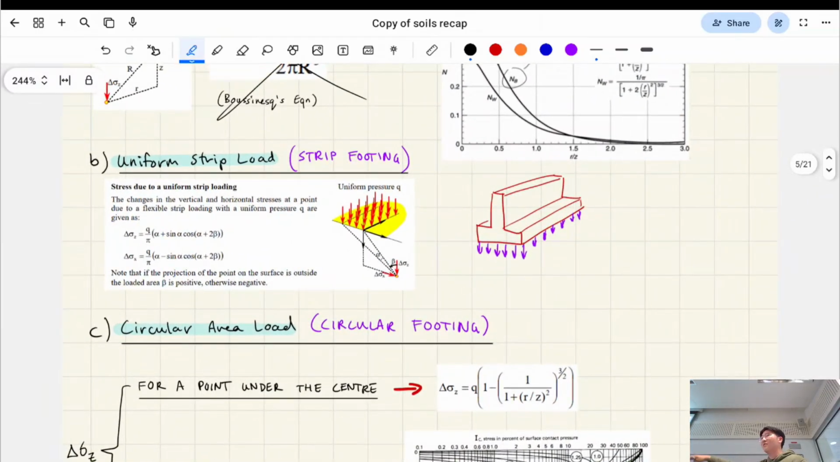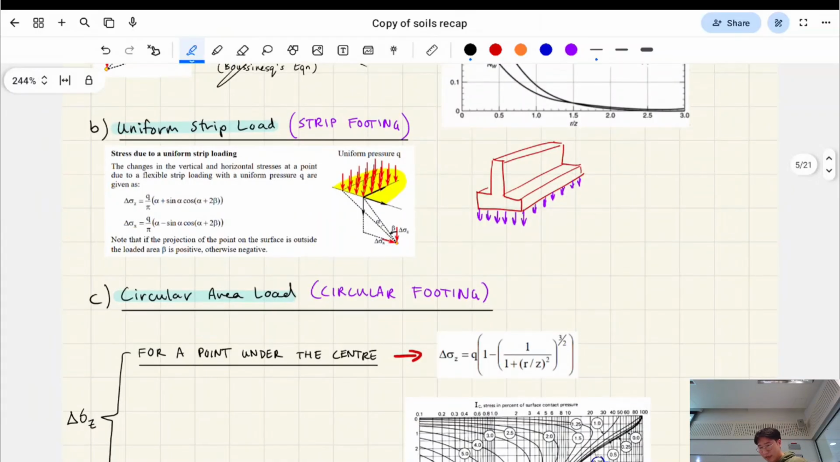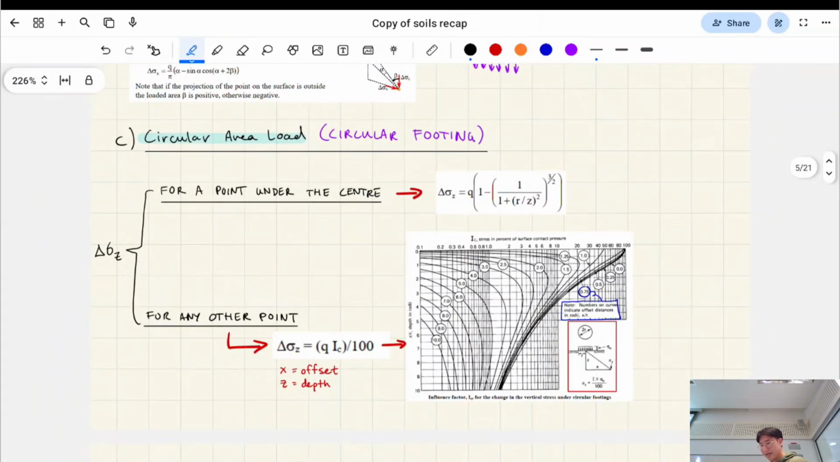It's like a 10-meter long wall, right? And say it's built out of bricks or something. The bricks have a certain thickness, right? So that would be like a strip load. Something like that's more common. And there's also circular area loads, right? So circular footings are relatively common. Like the footing in a building where the footing shape is a circle, right?